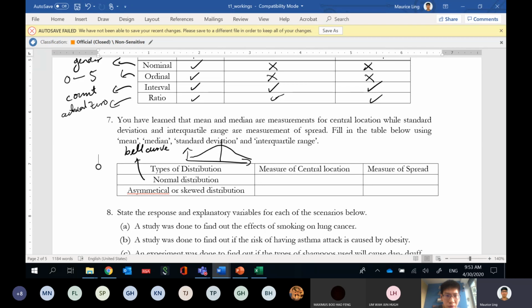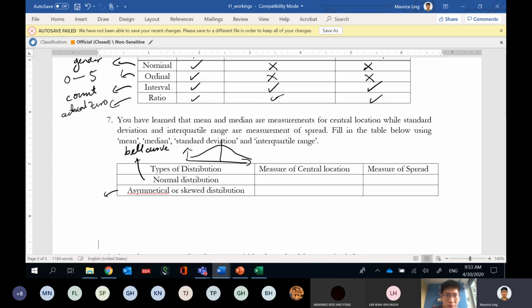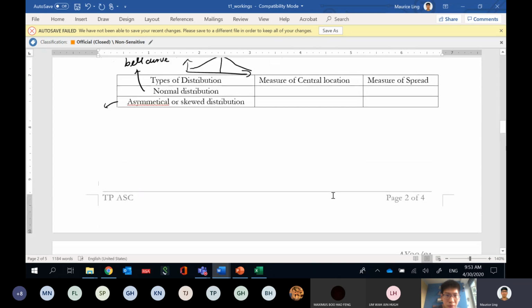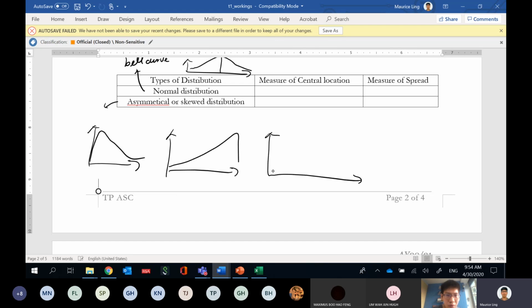Asymmetrical can mean different types. It can mean a population that looks like that, it can mean a population that looks like this kind, or it can mean a bimodal population. Those are not normal distributions; they are asymmetrical.